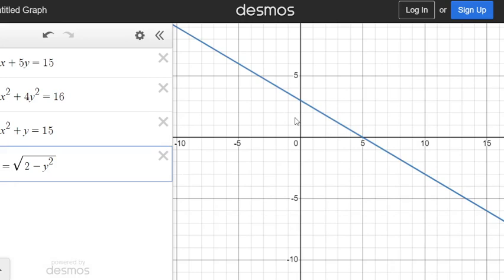Alright, so there's the first one. It's a line. So I just typed it into the first row there. And you can see that it does pass the vertical line test. If you drew a vertical line anywhere, it would just cross once. So it's a function. And if you did the horizontal line test, it also passes the horizontal line test. So it is a function and it is 1-to-1.